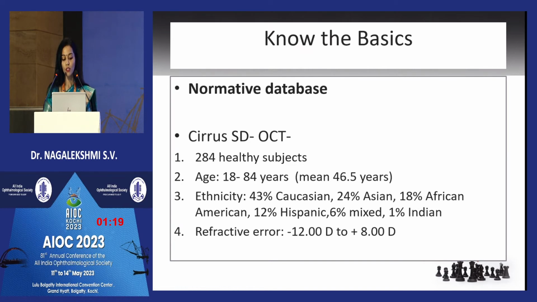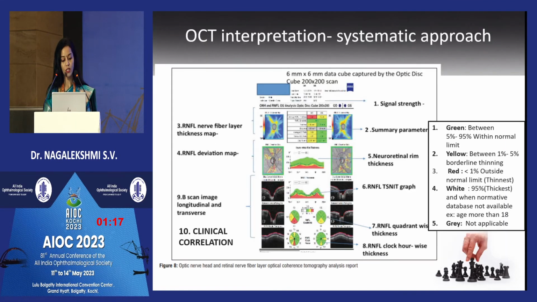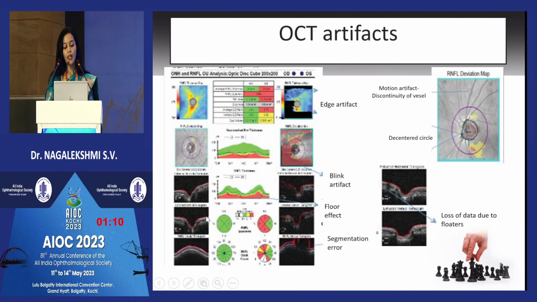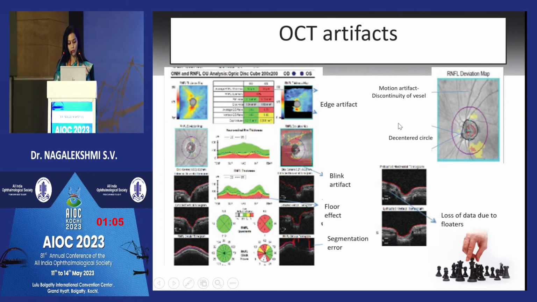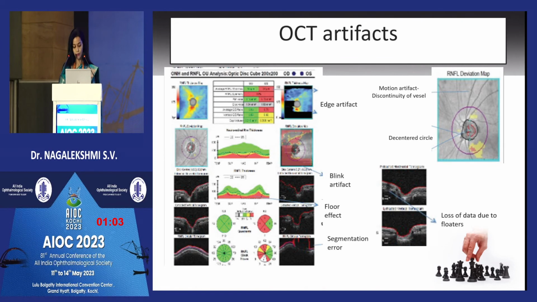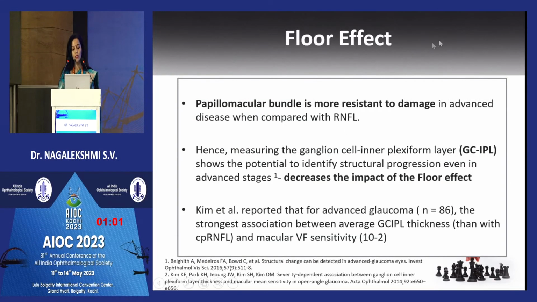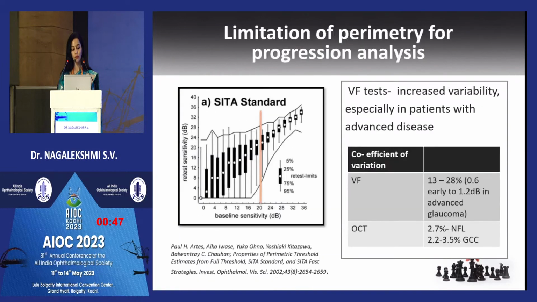That is a thorough knowledge of the normative database of the machines that we are dealing with. A systematic approach to OCT interpretation, especially concentrating on clinical correlation and knowing the artifacts which the OCT can produce, also helps in combating the red disease. The other argument would be the floor effect. It is now known that the papillomacular bundle is more resistant to damage, and hence GCL-IPL shows the potential to identify structural progression even in advanced diseases, which decreases the impact of floor effect.